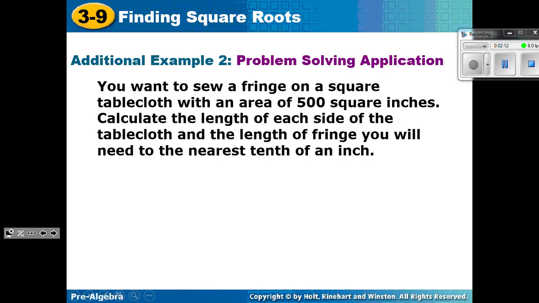Okay, let's do a little word problem. You want to sew fringe on a square tablecloth, I know you do, with an area of 500 square inches. Calculate the length of each side of the tablecloth and the length of the fringe you will need to the nearest tenth of an inch. Okay, so here's our lovely square tablecloth. The area equals 500. Now they want this to the nearest tenth of an inch, so that means we're going to have to use our calculator for this.